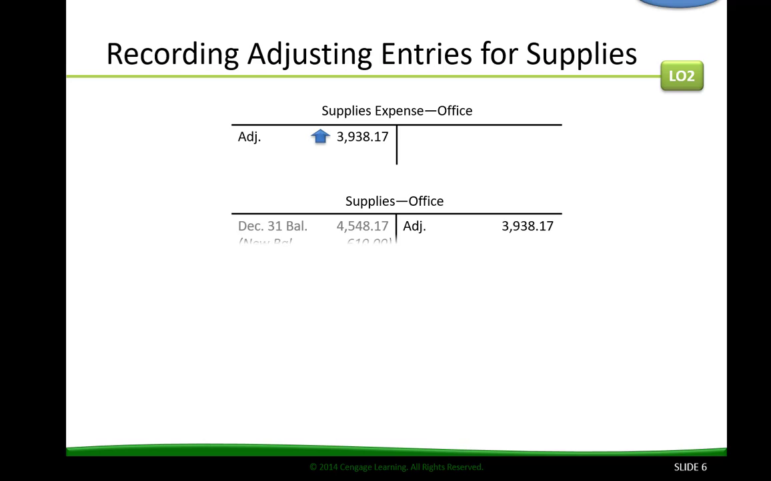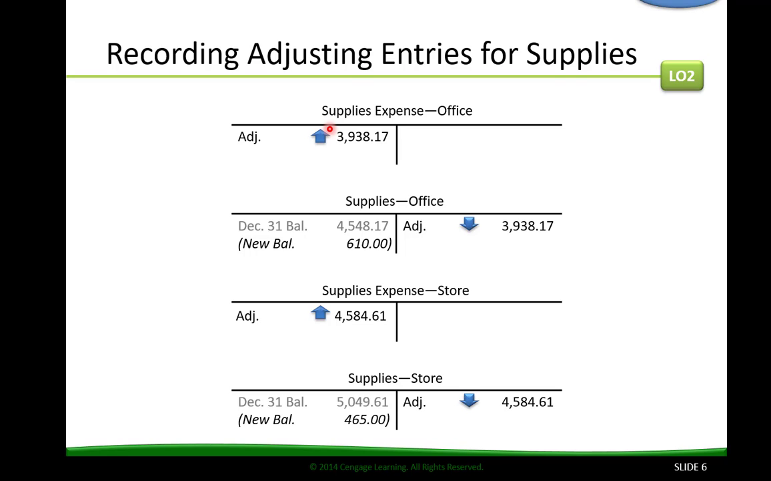So let's go ahead and look at it. This scenario says that on December 31st, our accounts say that we had $4,548.17. But when we did our inventory and looked at our budgets, we found out that there was actually $610. That means there was a difference of $3,938.17, so we need to adjust by that difference. We need to lower the supplies office and increase our supplies expense.